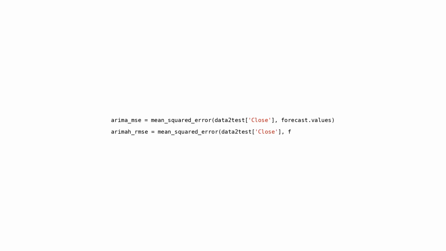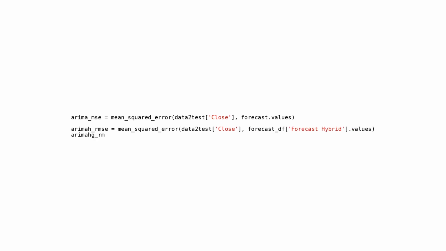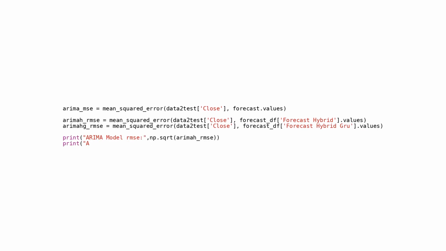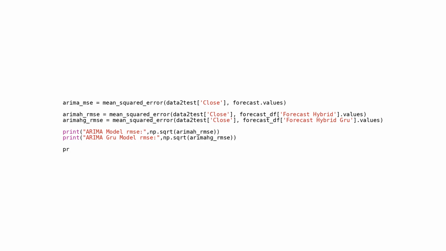The Python code snippet evaluates the performance of forecasting models by calculating the root mean squared errors between actual and predicted stock closing prices. It does this for three different models: ARIMA, a hybrid of ARIMA and another model, and a hybrid of ARIMA and a GRU neural network. The snippet then compares the RMSE values of each model to determine which one gives more accurate predictions.